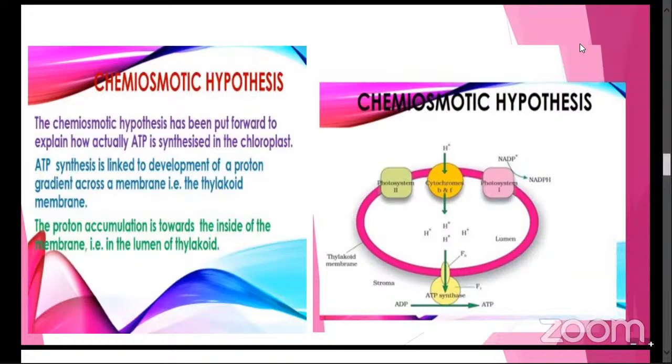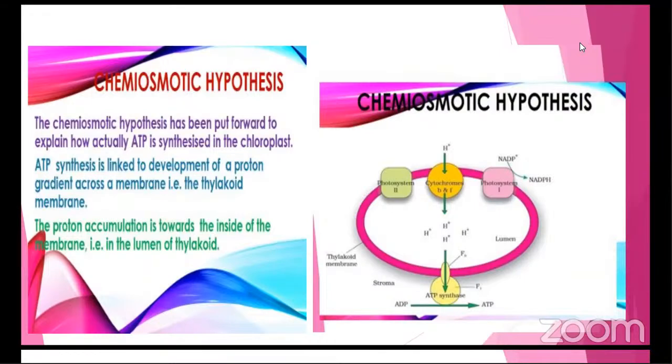Today, we are going to discuss the chemiosmotic hypothesis, or chemosmosis. This will help us understand the synthesis of ATP during the cyclic and non-cyclic pathways of the light phase.